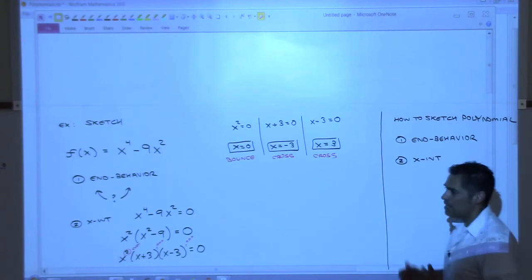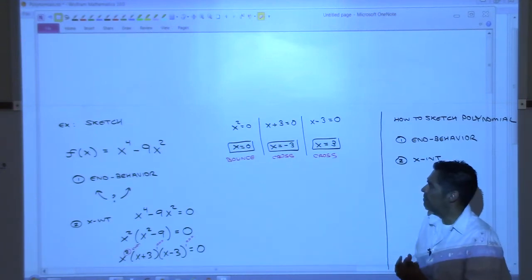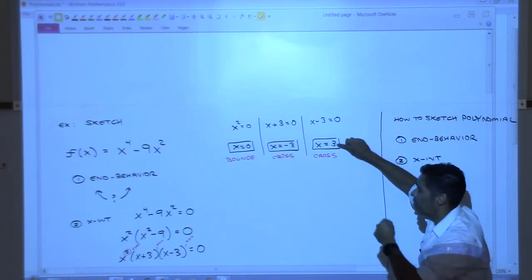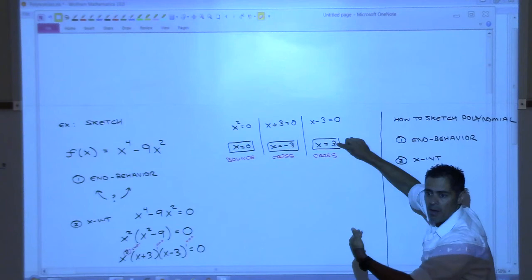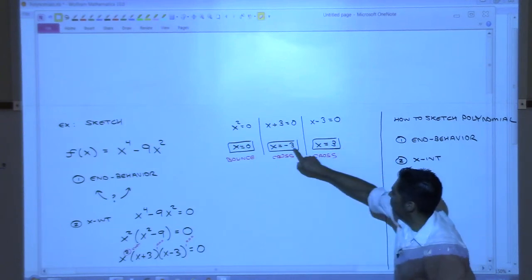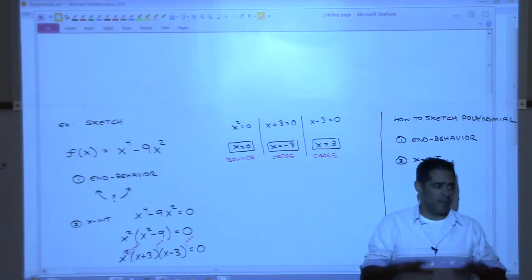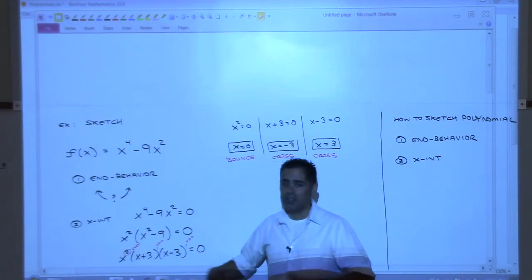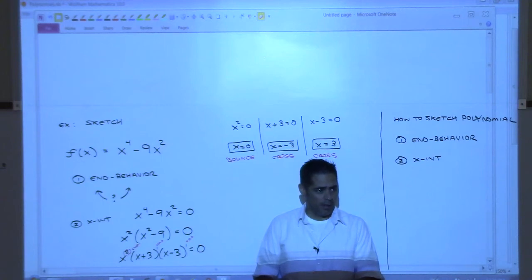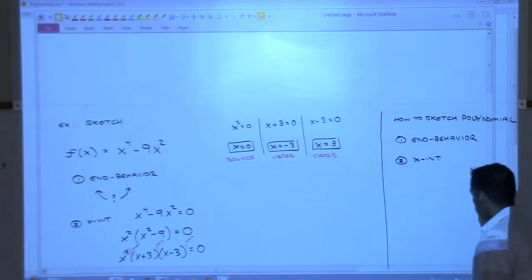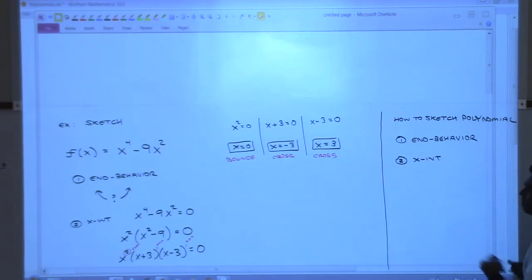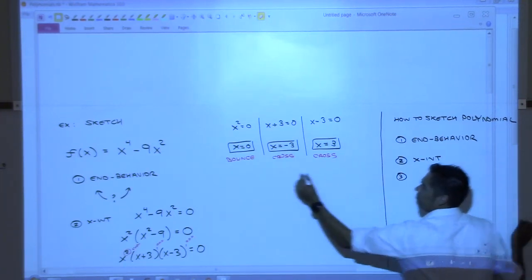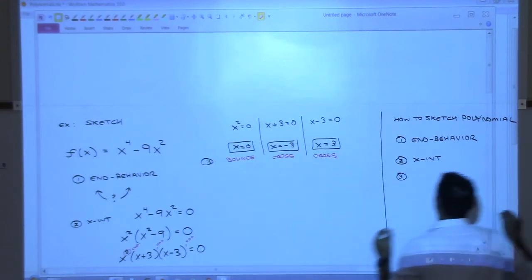The common mistake that I see is that students will look at the number, like they'll say, hey, 3 is odd, so I cross. These numbers have nothing to do with the crossing and the bouncing, nothing. It's the powers on the factors that determine the crossing and the bouncing, all right? Questions now?